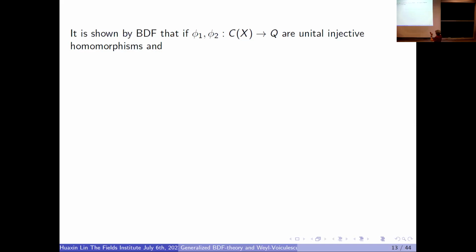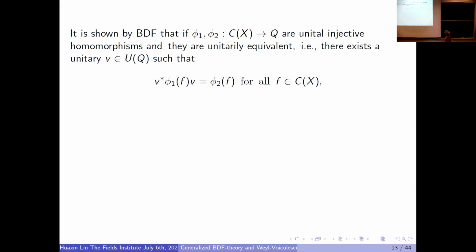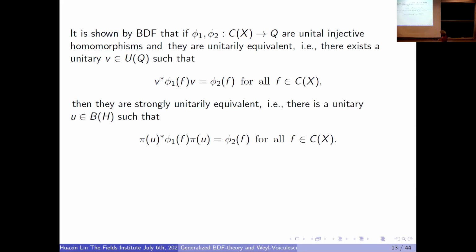It was also shown by BDF, if you have two unital injective homomorphisms and they are unitary equivalent, that is, there exists a unitary in the quotient such that they are unitary equivalent. The quotient is the same as a strong version, that the unitary on the top maps down to give this unitary equivalence. I think this is part of their paper, so they don't really talk about strong or weak, so they are the same.